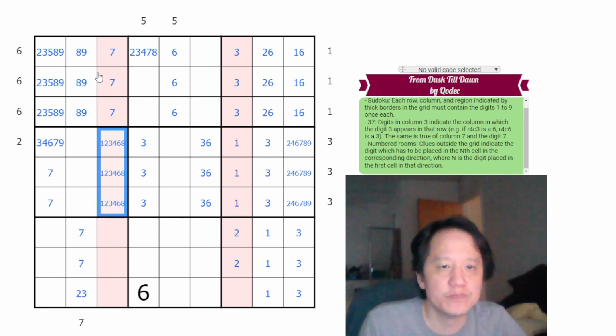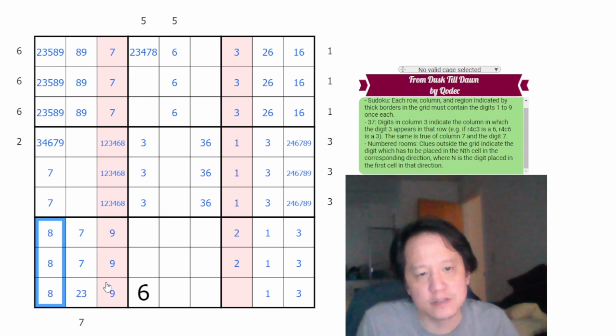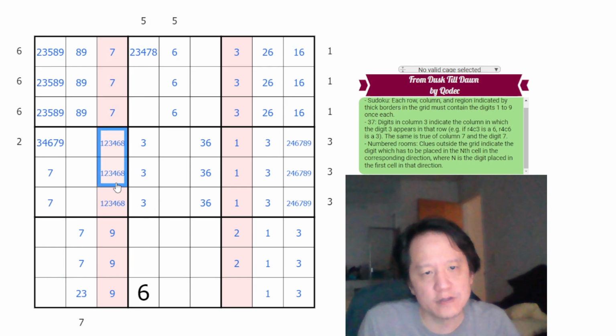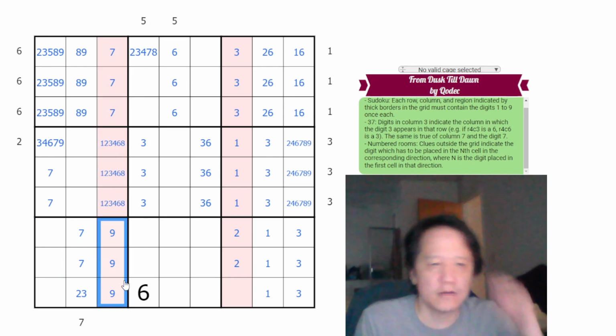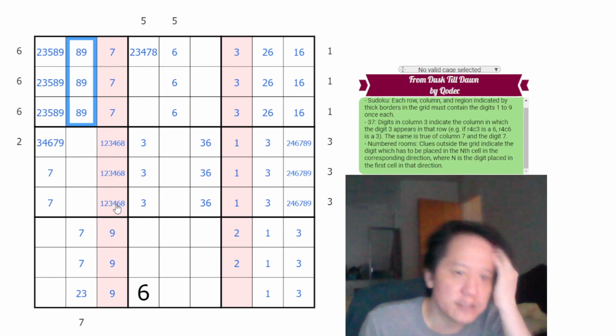This is 8. So we know this is 7. This is 8. This has to be 9. Which means this has to be 8. Does it? Maybe not. This is 7. This is 8. This is 9. One of these 3 has to be 8 or 9.